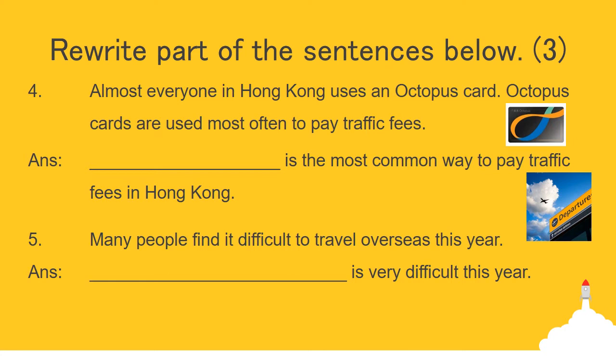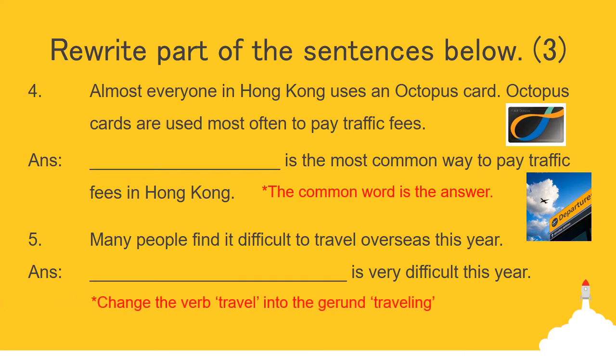Sentence number 4. Almost everyone in Hong Kong uses an octopus card. Octopus cards are used most often to pay traffic fees. And number 5. Many people find it difficult to travel overseas each year. So the hint to the answer of sentence 4 is that the common word is the answer. And the hint to sentence number 5 is that you should change the verb travel into the gerund traveling.